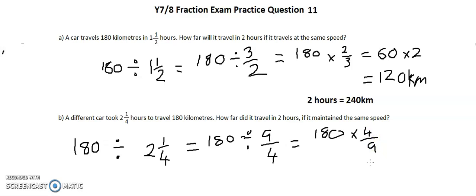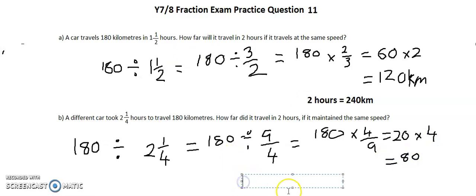Straight away I can think that if I can simplify it and go 180 divided by 9 is 20, and then have 20 times 4, which is equal to 80. That tells me in 1 hour we are going to be traveling 80. So if we are traveling 80 kilometers in 1 hour, it means that I'm going to be traveling 160 kilometers in 2 hours. So I'm doubling.